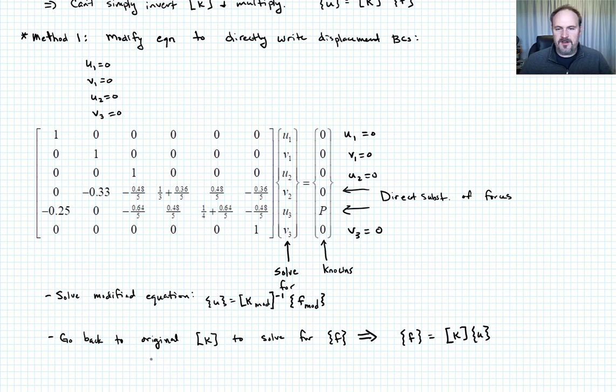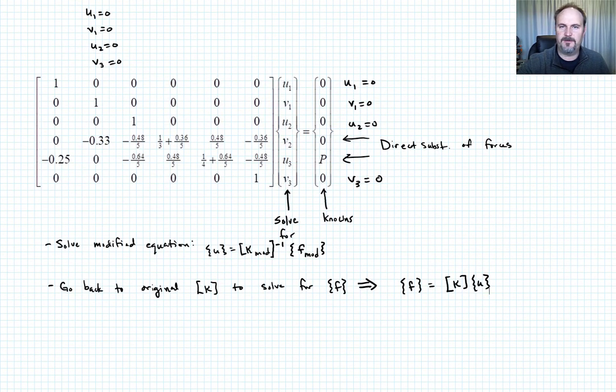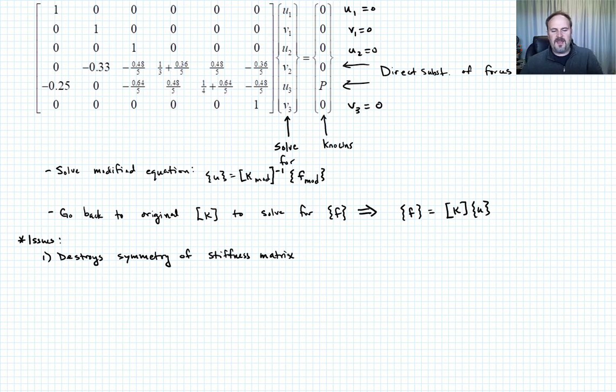All right. So there are some issues with using this on a large scale, even though it's very simple to implement. Okay? So let's talk about these issues. Number 1, it destroys the symmetry of the stiffness matrix. Okay, why is that important?